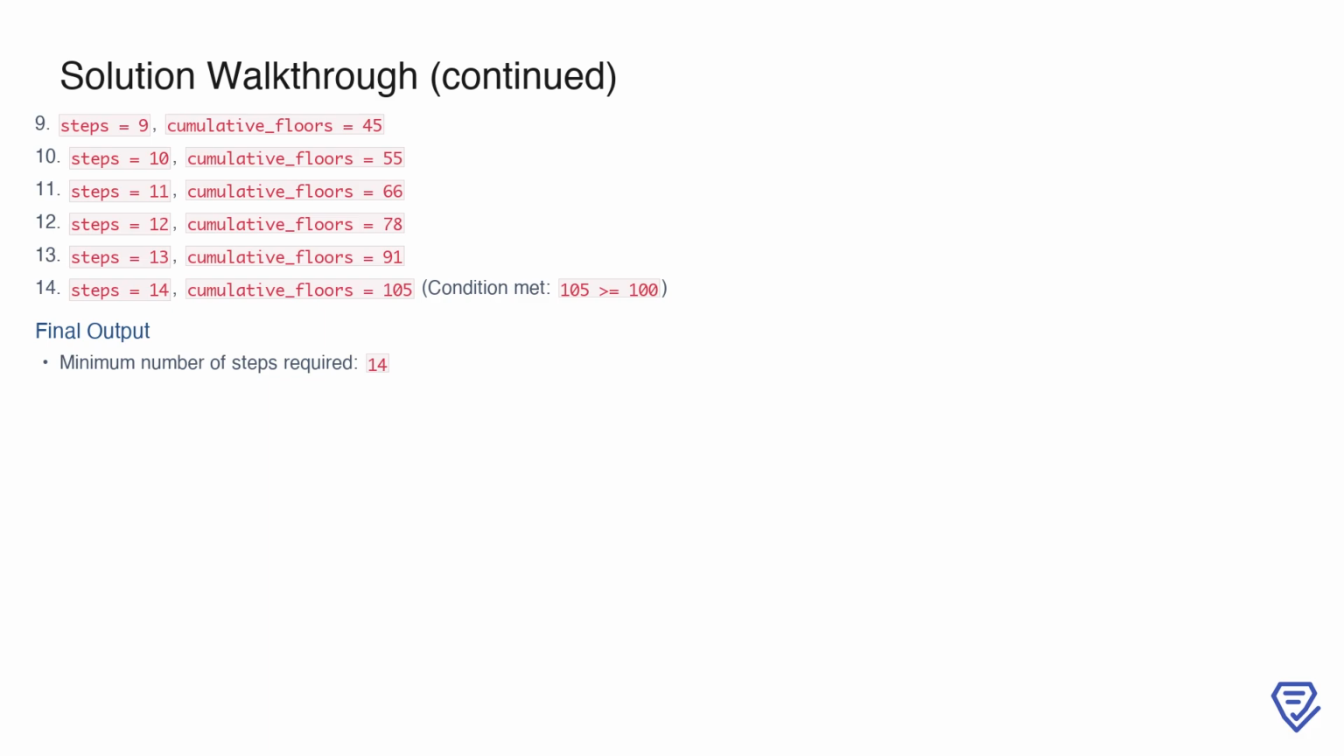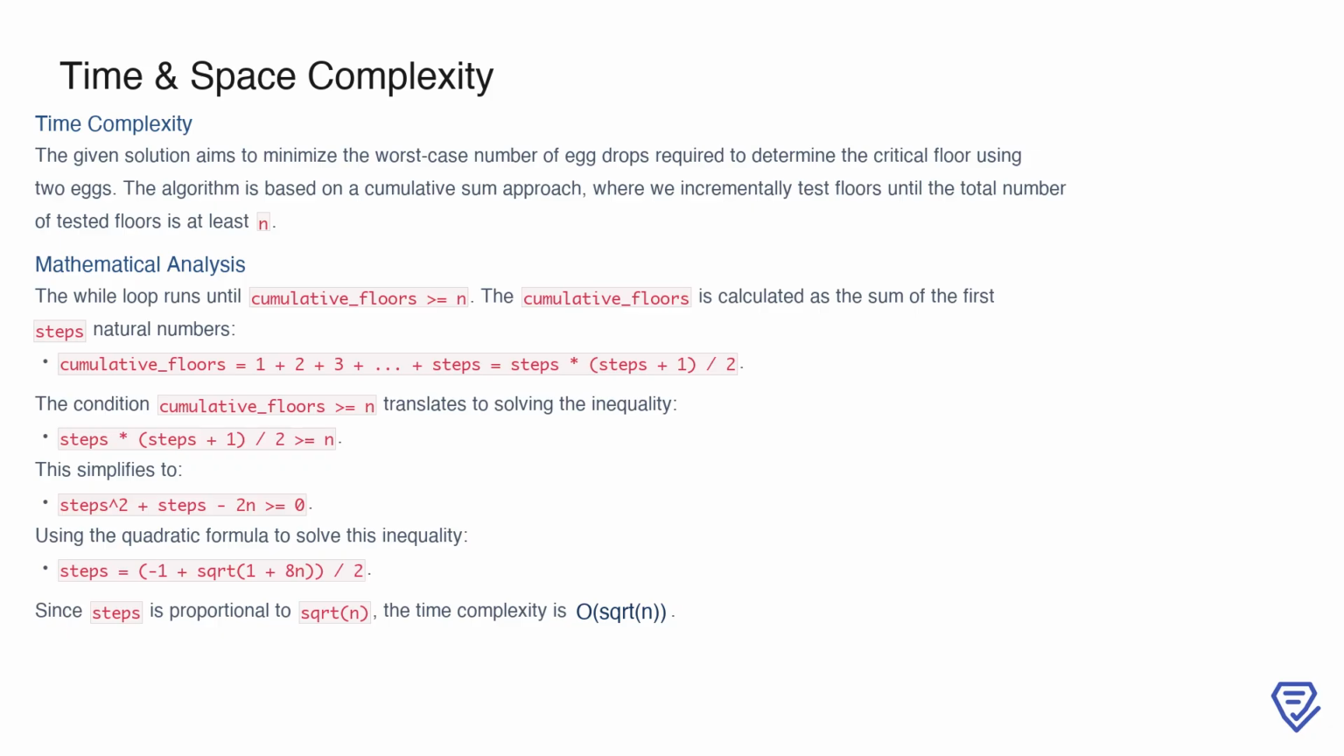This satisfies the condition, and we can conclude that the minimum number of steps required to solve the problem with 100 floors is 14. When analyzing the time complexity of this solution, the goal is to minimize the worst-case number of egg drops needed to find the critical floor using 2 eggs.